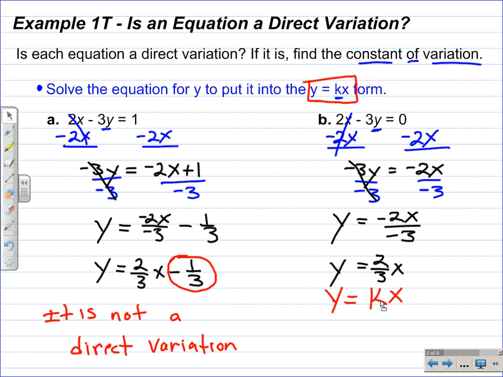Now, if we compare it to the form for the direct variation equations, y is equal to kx, y is equal to 2/3 x, which is the kx. So we can take this equation that we started with, 2x minus 3y, use some algebra on it, and we can put it in the form y is equal to kx. And to answer the question, is each equation a direct variation? This equation is a direct variation.